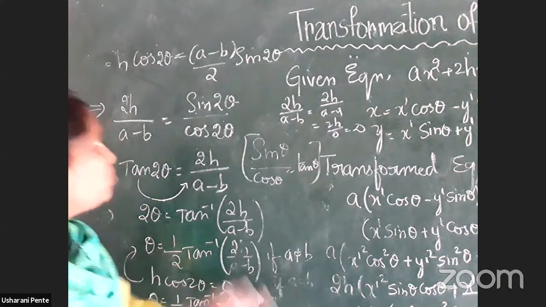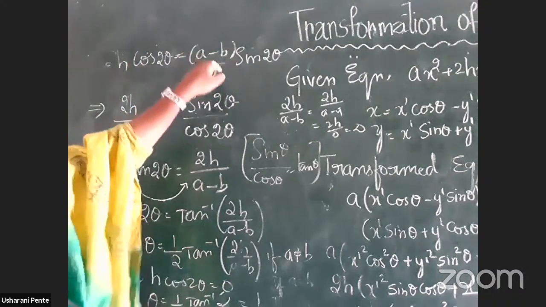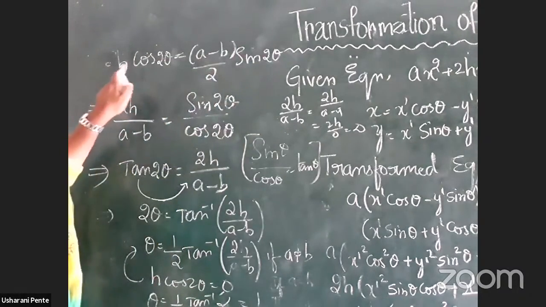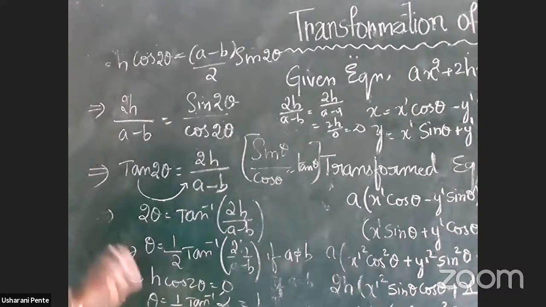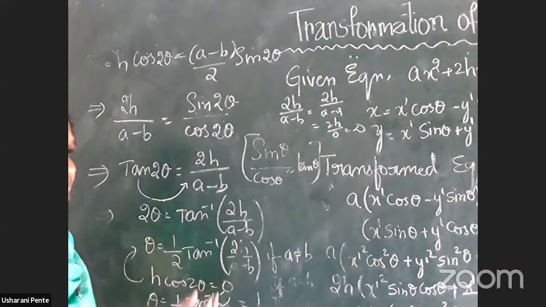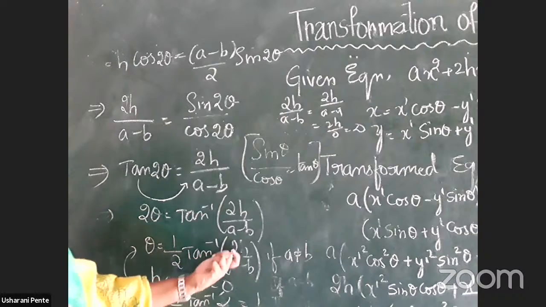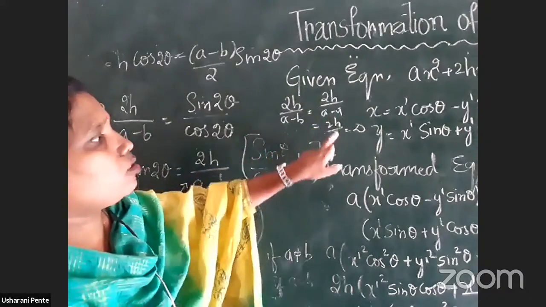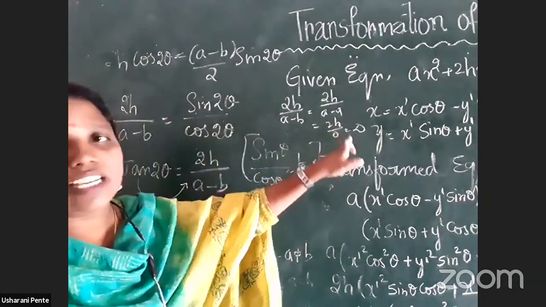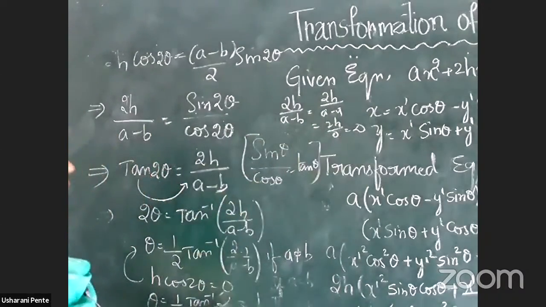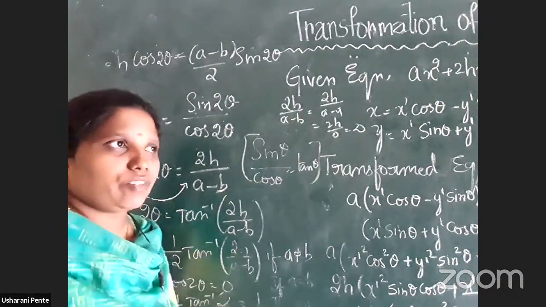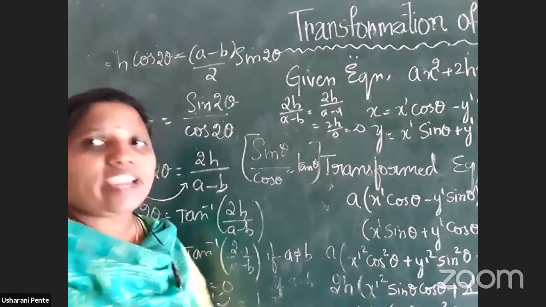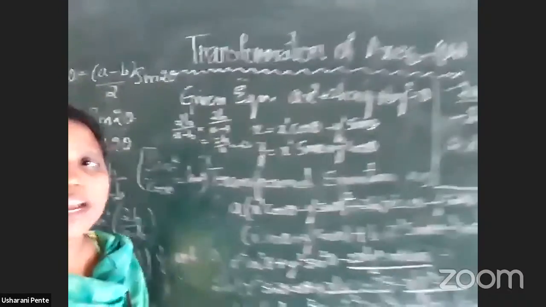If a is equal to b, then a minus a is equal to 0, and 0 into something is 0. Therefore, the equation becomes h into cos 2 theta is equal to 0. What will be the theta value if a is equal to b? We get 2h by (a minus a), that is 2h by 0. Something by 0 takes the form of infinity. So we have tan inverse of infinity. The tan inverse of infinity is 90 degrees. So half into pi by 2, that is equal to pi by 4.